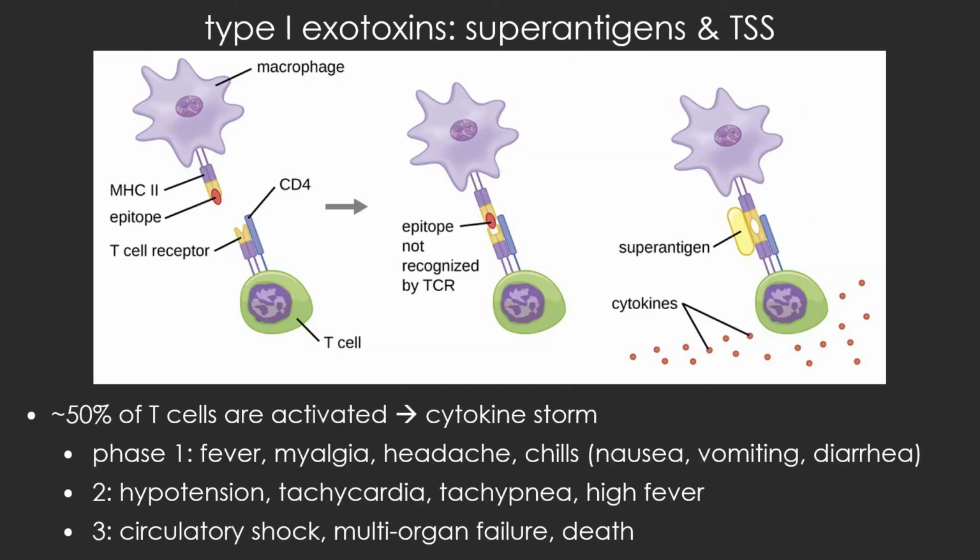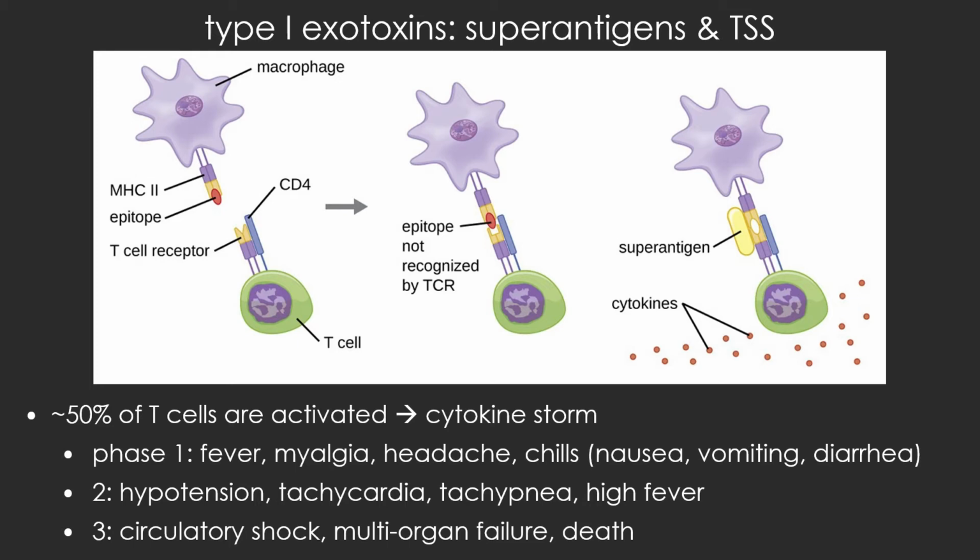So the example of a type 1 exotoxin that we are going to be looking at is the superantigens, which cause toxic shock syndrome. What happens in toxic shock syndrome is something called a cytokine storm, where you have this unbelievable activation of T cells, far and away more than needs to be happening, and that kicks off a terrible string of events which can lead to death, and in the case of toxic shock syndrome does.